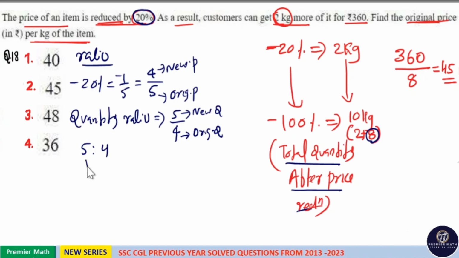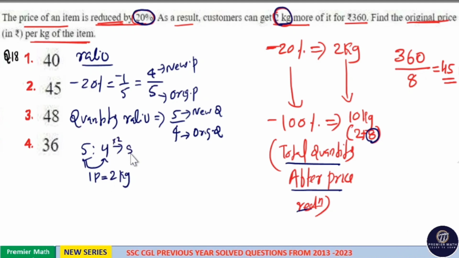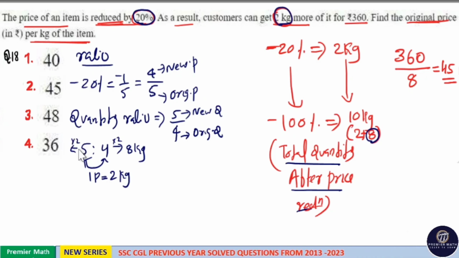5:4 means 5 minus 4 is 1 part. This 1 part is the difference in amount, 2 kilogram, that is the additional amount 2 kilogram, which means 4 parts is equal to 4 into 2, 8 kilogram, and 5 parts is equal to 5 into 2, 10 kilogram. Now we need the original quantity.